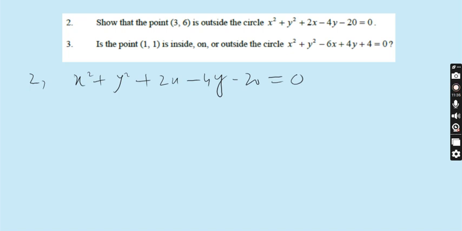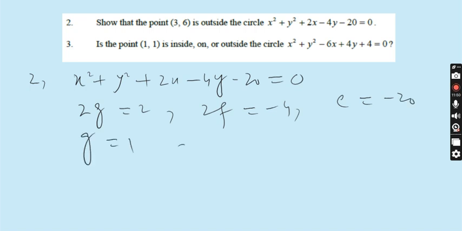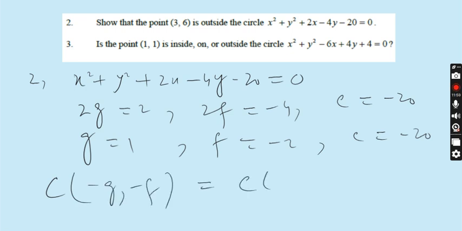Find the value of g and f. So 2g equals 2 and 2f equals minus 4 and c is equal to minus 20. From here g is 1, from here f is minus 2 and c is minus 20. The center is minus g, minus f, so minus 1 comma plus 2.